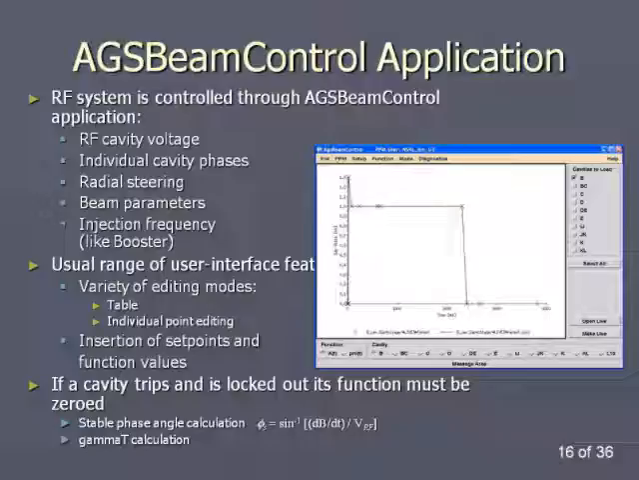So you control the beam parameters and the injection frequency for the AGS with this application, and you control the functions in all the cavities, right? So this is a proper RF application, unlike the weird hybrid thing you've got going on in booster. So you can adjust the RF cavity voltages, individual cavity phases. The radial steering function is available here. As I said, the beam parameters and the injection frequency, like the booster, you can set using this application.